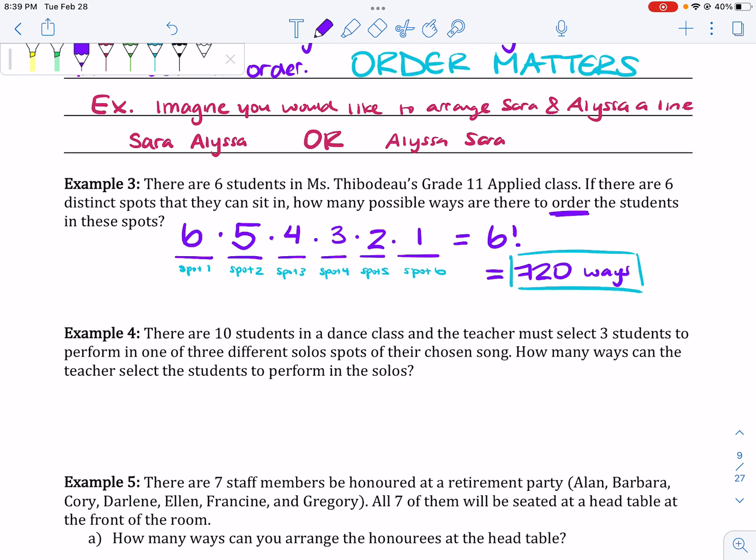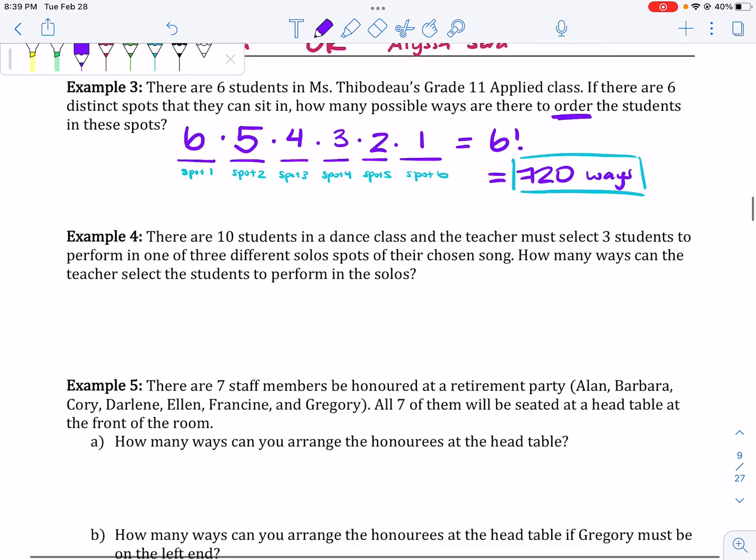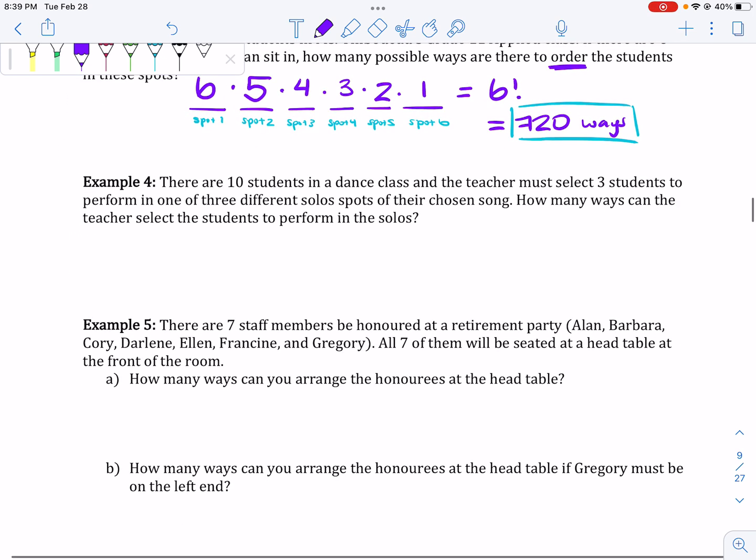So in example 4, there are 10 students in a dance class, and a teacher must select 3 students to perform in one of 3 different solo spots of their chosen song. How many ways can the teacher select the students to perform in the solos? Okay, so if we're taking a look at this situation, I have 3 choices that need to be made. Solo number 1, who's going to perform? Solo number 2, who's going to perform? Solo number 3, who's going to perform?